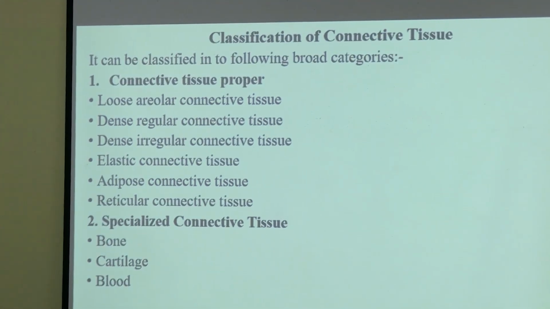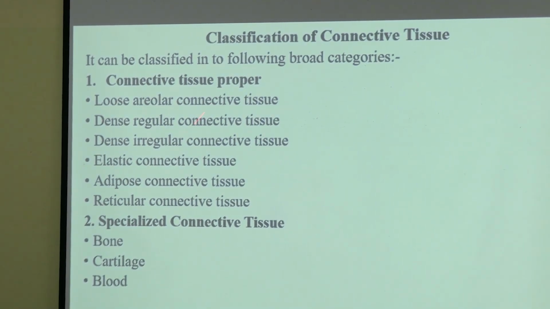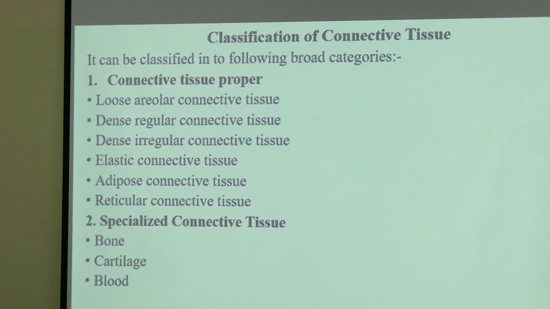No. Cells are present everywhere. Names of the cells are different, but cells are present everywhere. Here also cells are present, here also cells are present. Not exactly. The difference lies in the modification of the ground substance. Based on that the classification is done. So first we will see the loose areolar connective tissue.